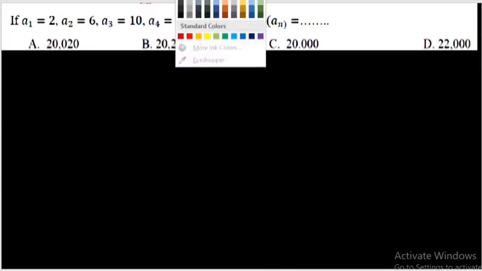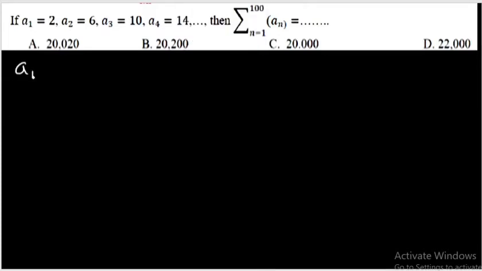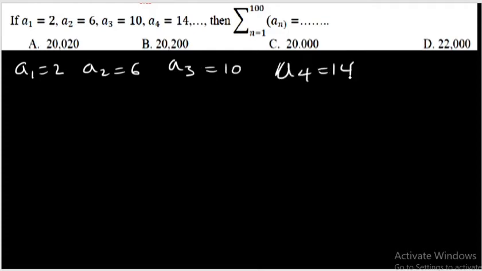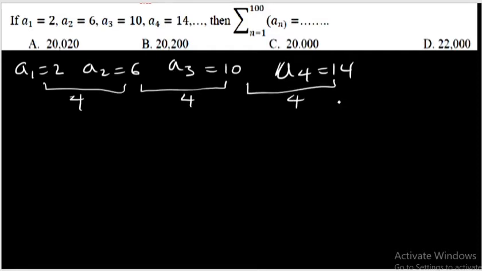Next question. What's given? A1 is equal to 2, A2 is equal to 6, A3 is equal to 10, and A4 is equal to 14. What do we see here? What's the difference between A2 and A1? That's 4. What about between 2 and 3? Still 4. Here also 4. Obviously this sequence is an arithmetic progression, and the common difference is 4, and the first term A1 is already given, that is 2. Okay, we have this information.